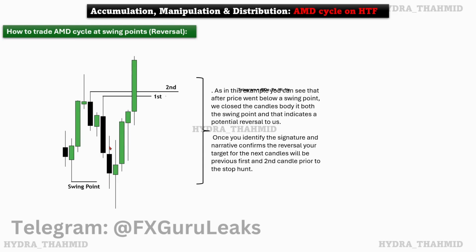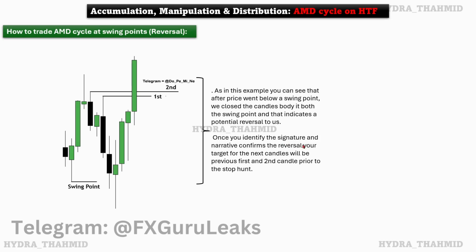So this is the candle that did the stop hunt. You can also target this, but your high probability target, as I'm teaching you, will be the last two candles prior to the stop hunt. Makes sense, folks? I also wrote the same thing here. As in this example, you can see that after price went below a swing point, we closed a candle's body above the swing point, and that indicates a potential reversal to us.